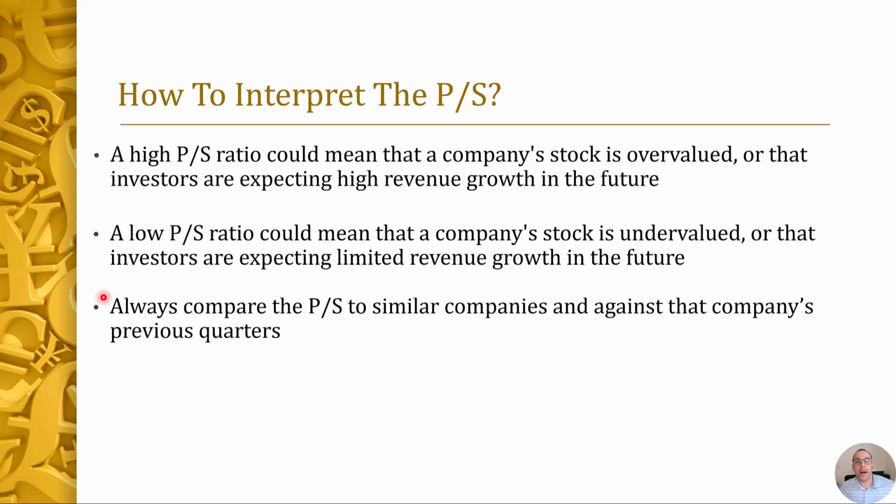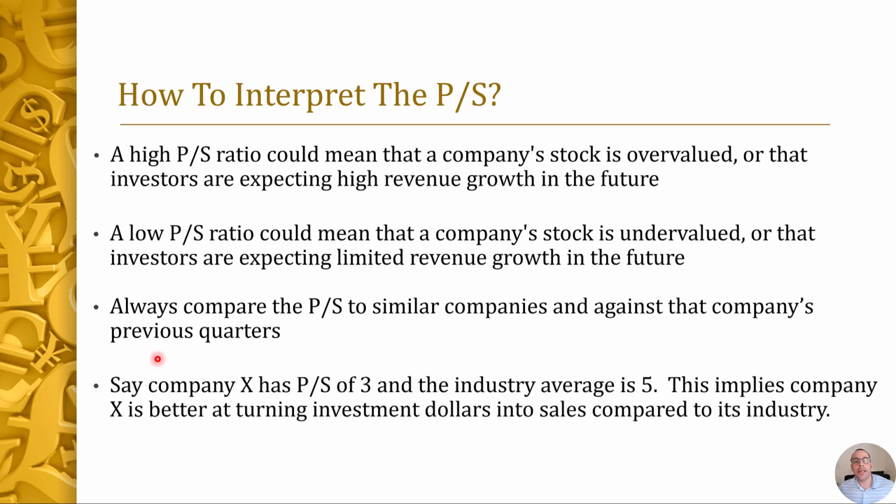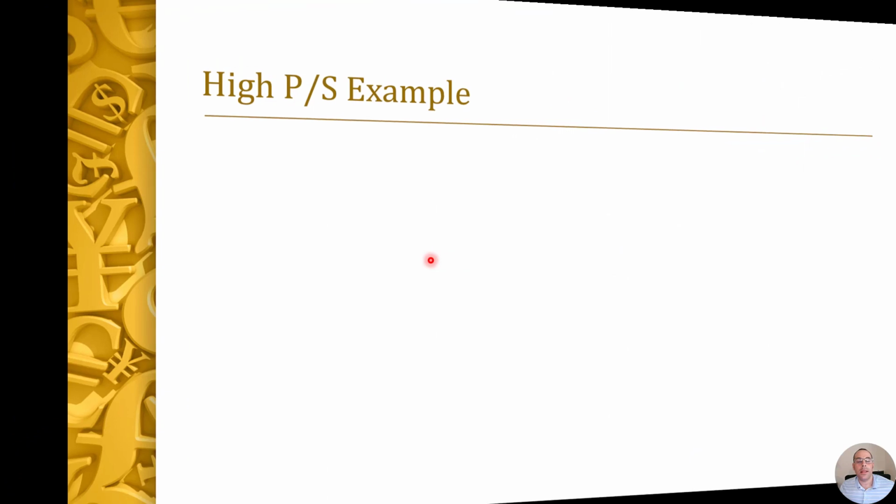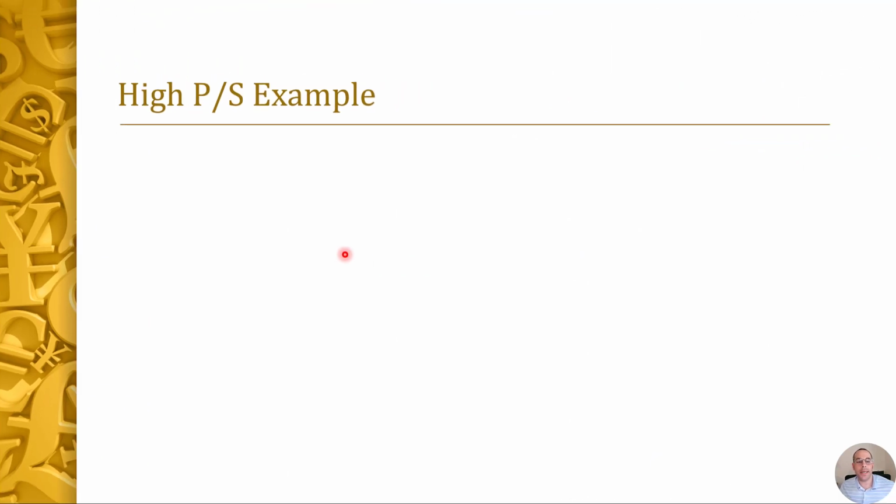You always want to compare the price to sales to similar companies, and you'll also want to compare it to the same company over time. Say for instance, company X has a price to sales of 3, and the industry has a price to sales of 5. So this tells us company X is better at turning investment dollars into sales when compared to its industry. Let's talk about a company with a high price to sales.